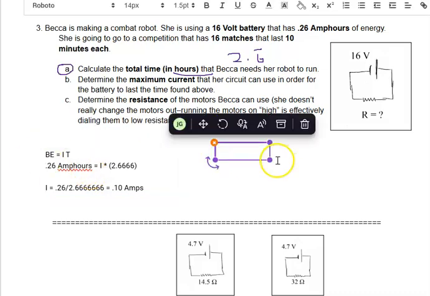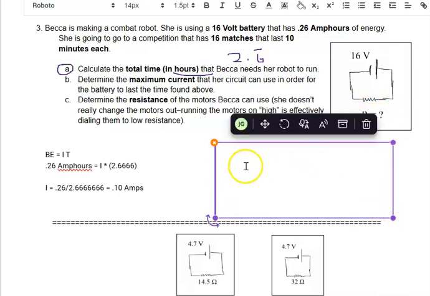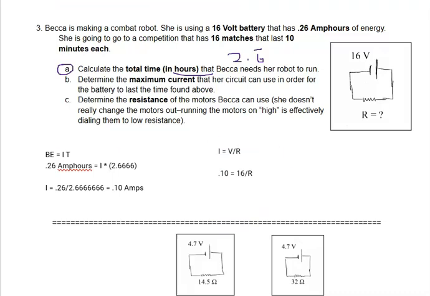And then C says, what's the resistance of the motors that she should use? So now we're using Ohm's law, I equals V over R. And we know the current is 0.1. We know the voltage is 16. And so we're solving for the resistance. This is a little tricky because what we're solving for is in the denominator. So I'm going to get out my pen again.